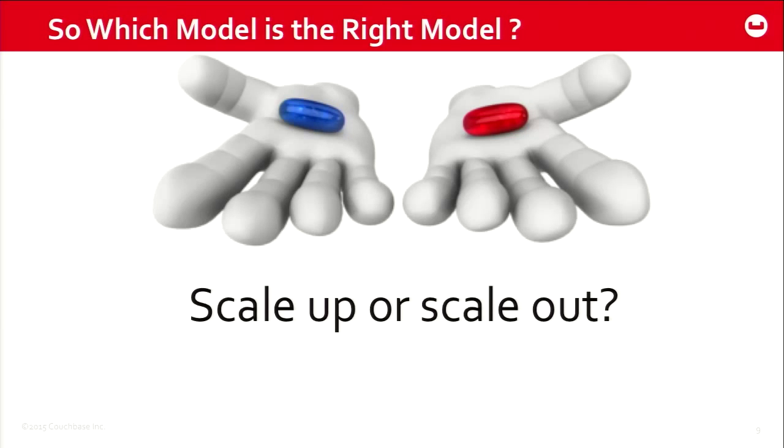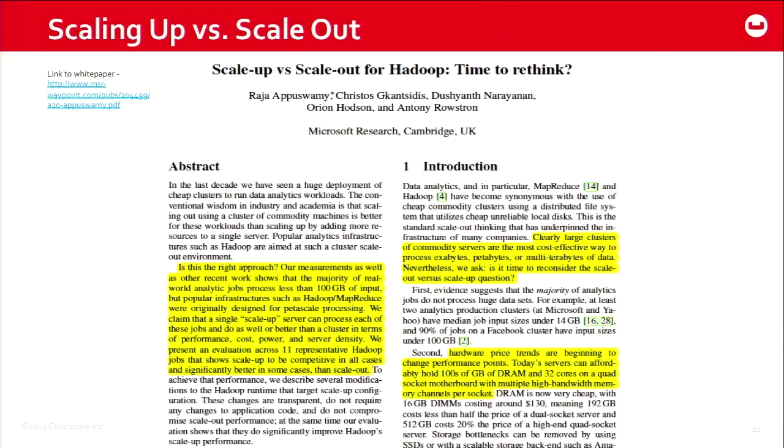So which is the right model for you, right? Because now you know the pros and cons of scale-up architecture, and now you know the pros and cons of the scale-out architecture. So the question is, what is the right model for you? This is not only us asking this question. There was a white paper published by folks from Microsoft Research in Cambridge, and they were asking the same question: do we need to scale up or scale out for the Hadoop workload? And I have a link up there.